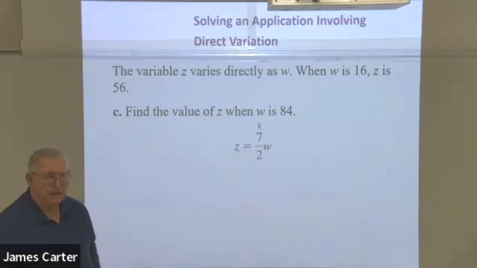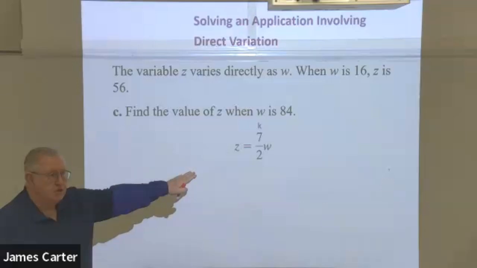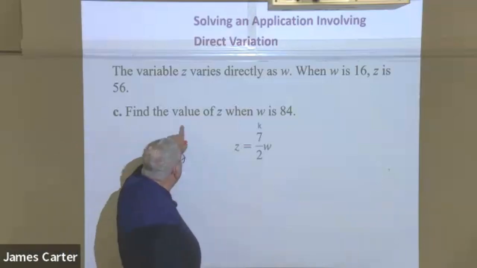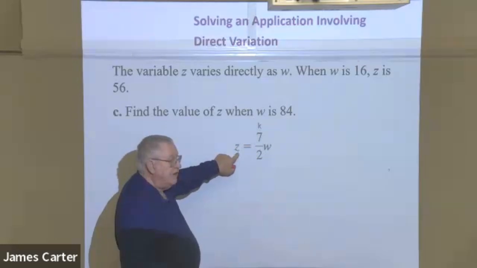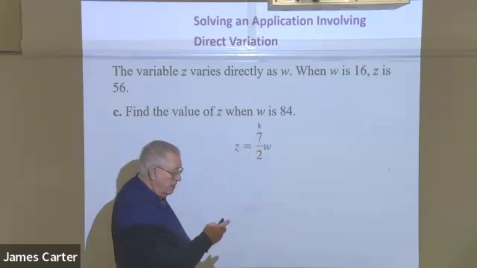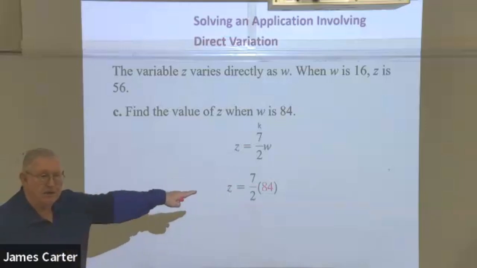Okay. Now, like I said, in some problems, this is all we're going to ultimately ask for. But in other problems, we're going to give you a new W value, and then you have to find a new Z value using this. In this case, we're going to replace W with 84. So instead of W being 16, we're changing W to 84. Now, what is the new value of Z? This is the ultimate answer.